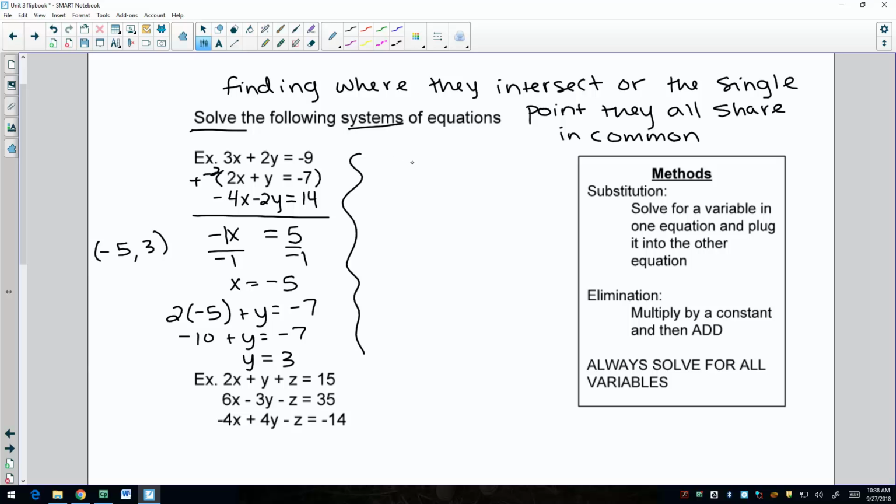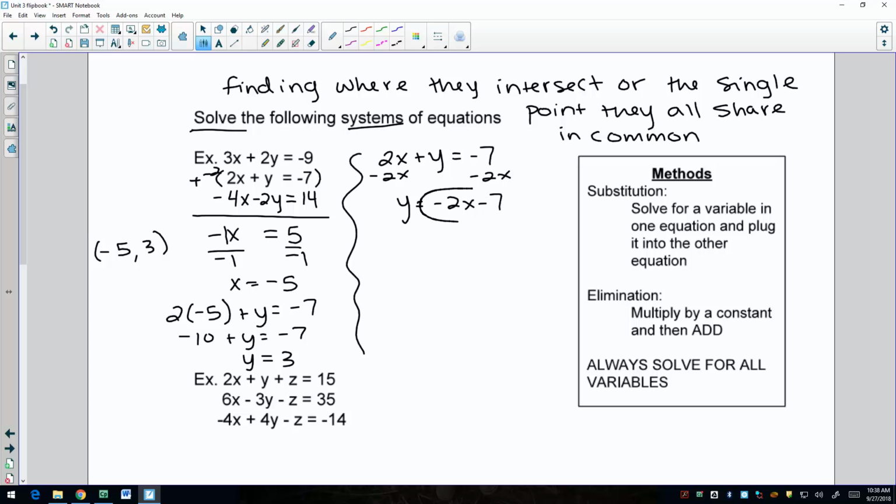Now to do substitution, you have to get, in one of the equations, a variable all alone. Then you take whatever that variable equals and substitute it into the other equation for that variable. So for this particular one, I'm going to get y alone in the second equation because it's the easiest one to get alone because there's no number in front of y. So I don't have to end up dividing by anything. All I have to do is subtract the 2x to the other side. So you get y equals -2x minus 7.